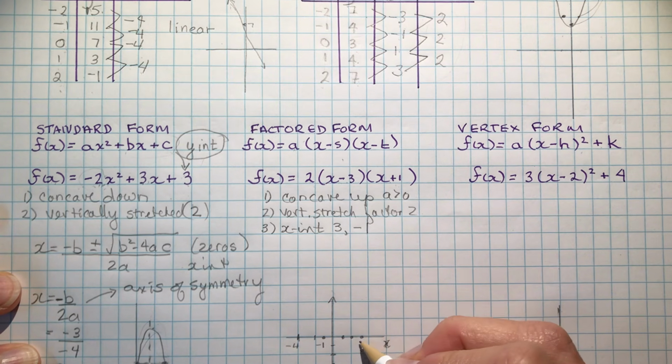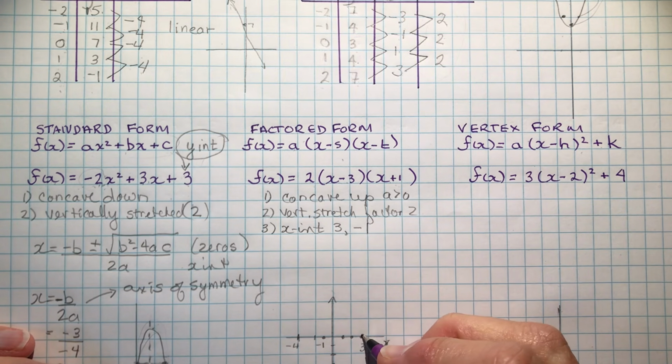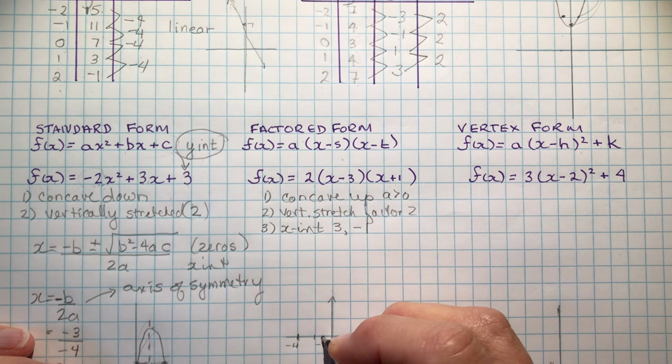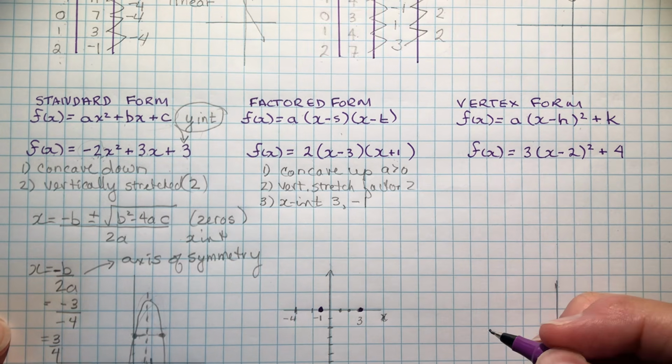So here's 3. I'm going to do it in a different color because it'll show up better. So I have 3 here. That's 1 x-intercept. Oh, it's not working so well. And minus 1. So there's my x-intercepts.